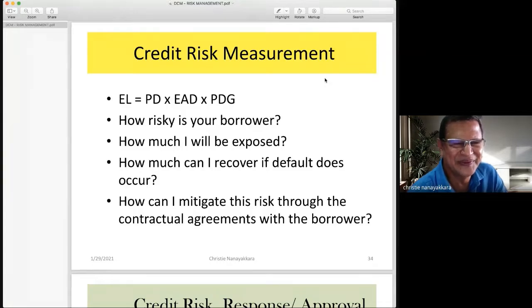Then multiplied by LGD, loss given default. Right. So the equation is: expected loss equals probability of default times exposure at default times loss given default. We apply this formula in a system and arrive at the expected loss. To do this system, you need to have 5 years of data of different credit rating customers.